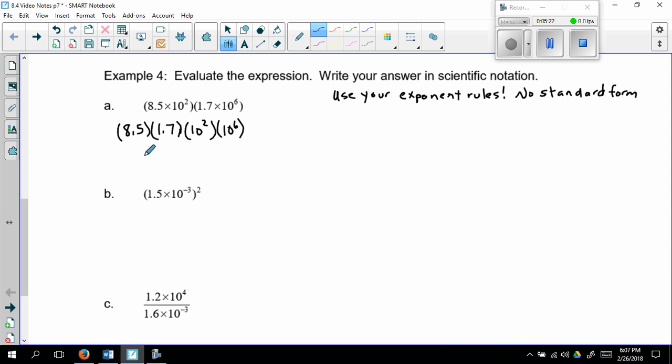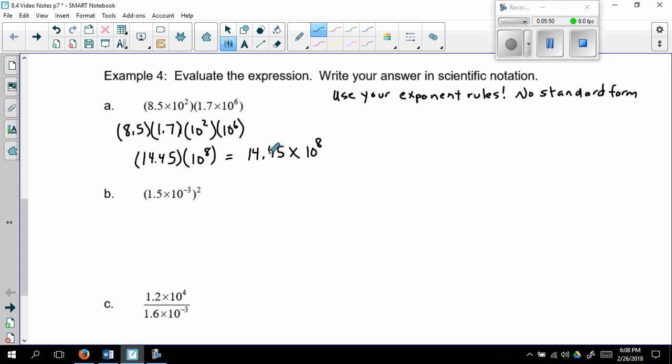8.5 times 1.75 is 14.45. So I got that. And then I have same base, and I can add the exponents. 2 plus 6 is 8. Okay, that's not written in scientific notation, so I've got to go a step further. First, I'm going to put it in the format with the x. Okay, and then I'm going to notice 14.45 is not between 1 and 10. Okay, so I need to adjust it.